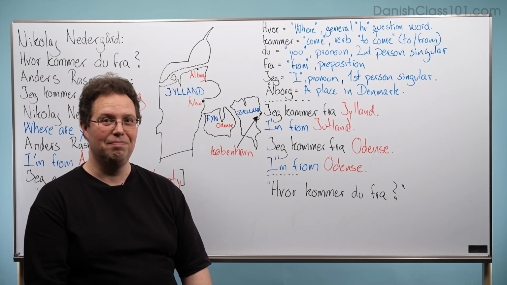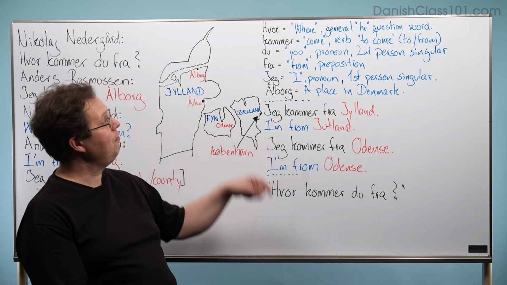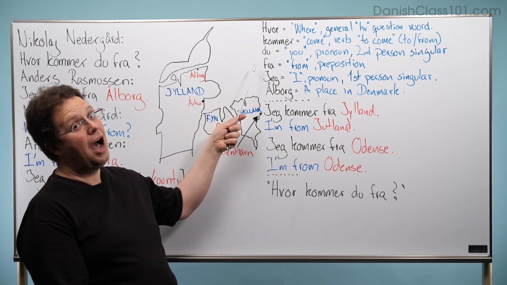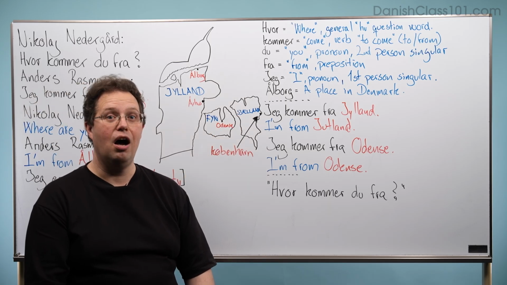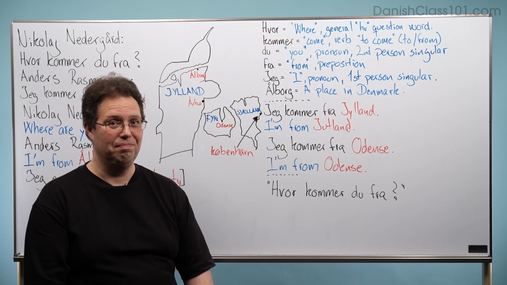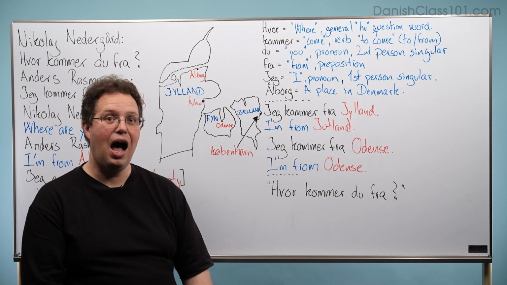Next is du. It's the Danish pronoun of you, second person singular. Du. And then we have fra. Fra is the Danish preposition of from. Fra.